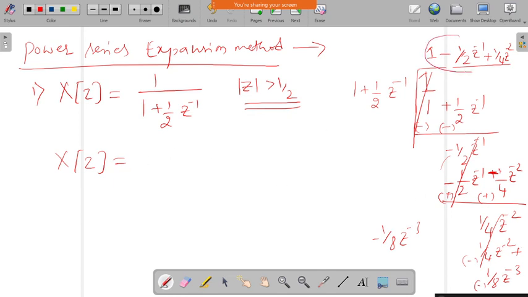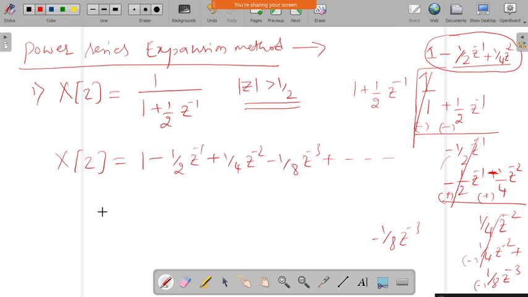Now whatever we have obtained after division, we need to express as 1 minus 1 by 2 z inverse plus 1 by 4 z power minus 2, plus go on like this. So again you have to do here minus 1 by 8 z power minus 3, next term it is going to come, minus 1 by 8 z power minus 3, plus again it will go on getting the values. So this is how the power series expansion we are doing for this function.